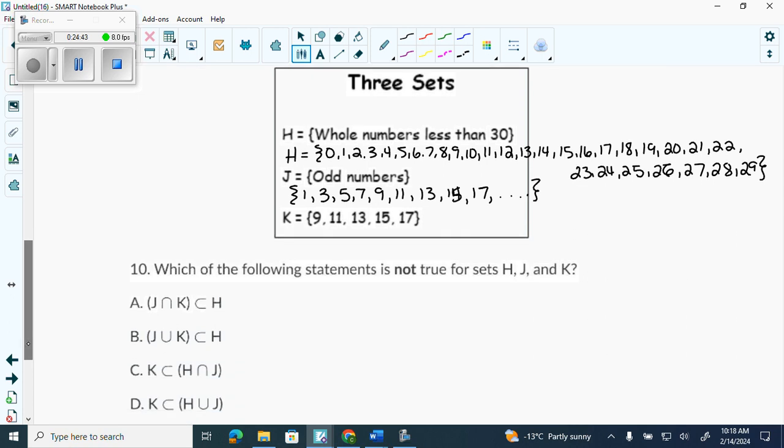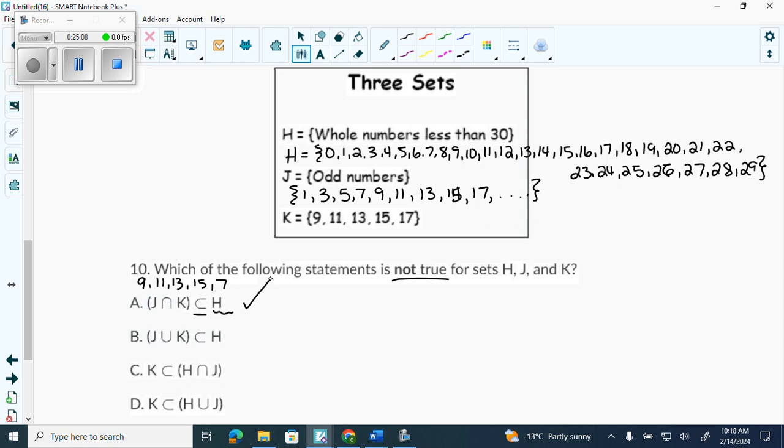Great numbers. Okay, so here we have, which of the following statements is not true? Bolded, they'll often say false. J and K. What do J and K have in common? 9, 11, 13, 15, 17, correct? And it says those are subsets of H. Is that true? Are all of those found in H? Yes.